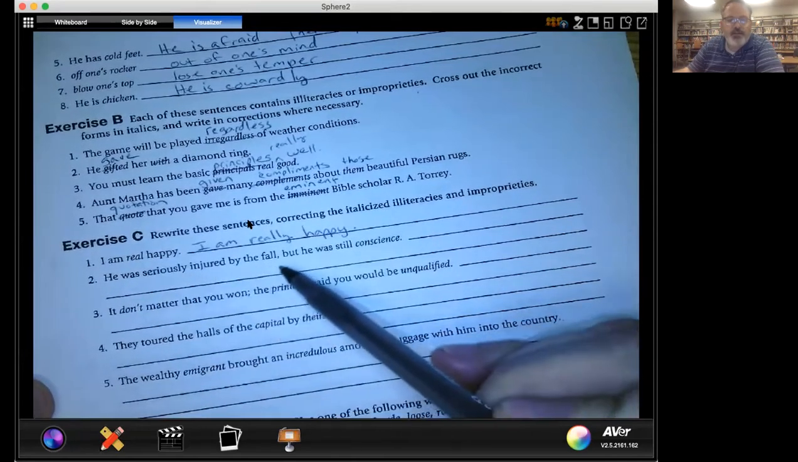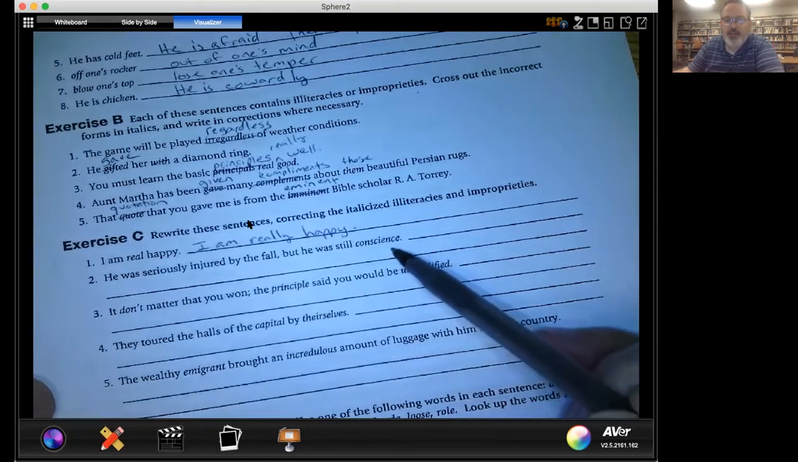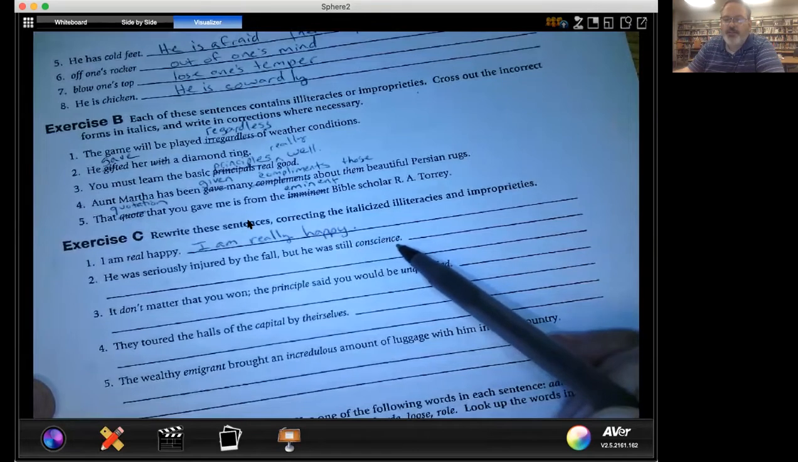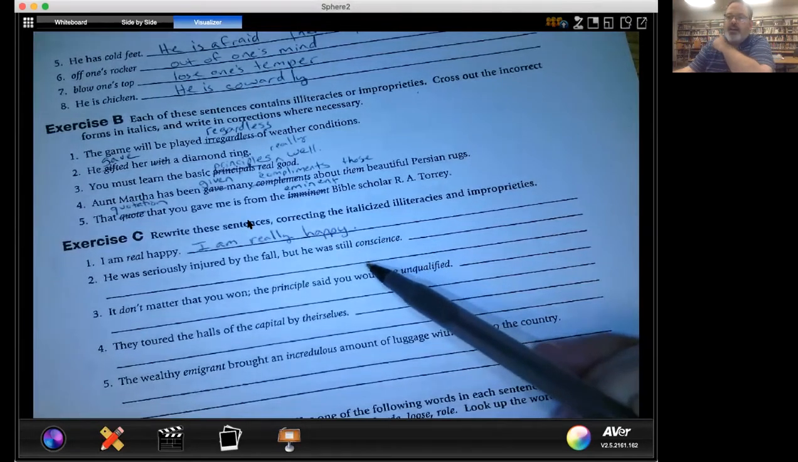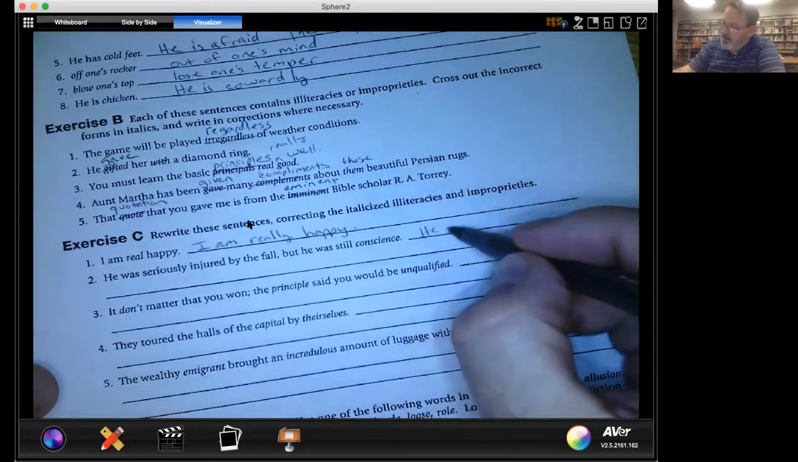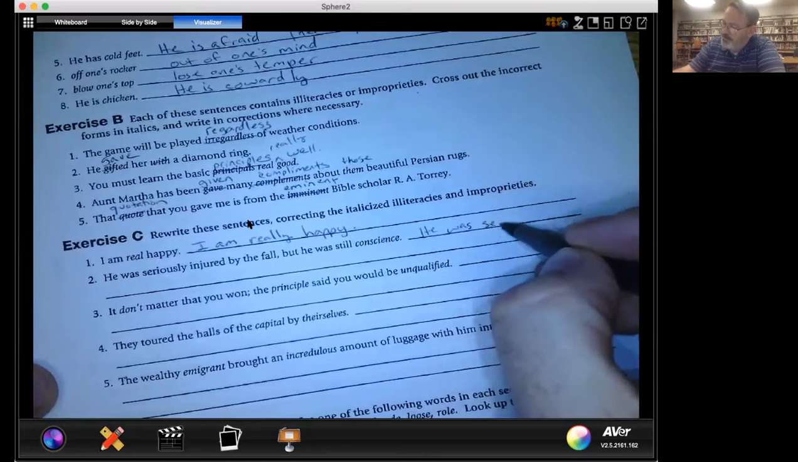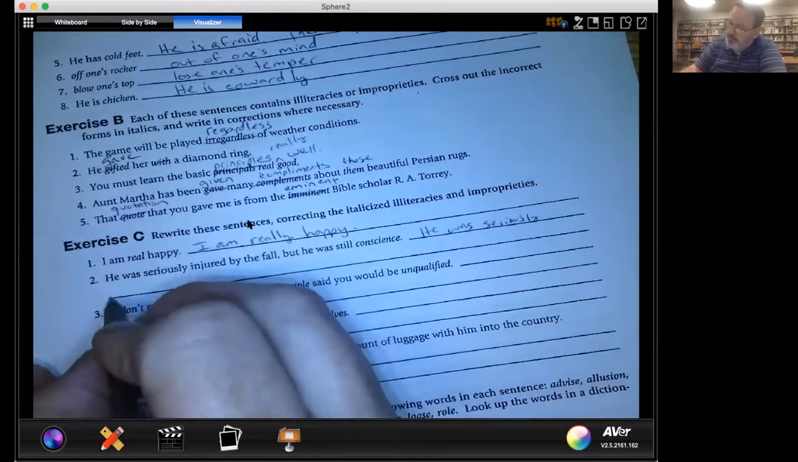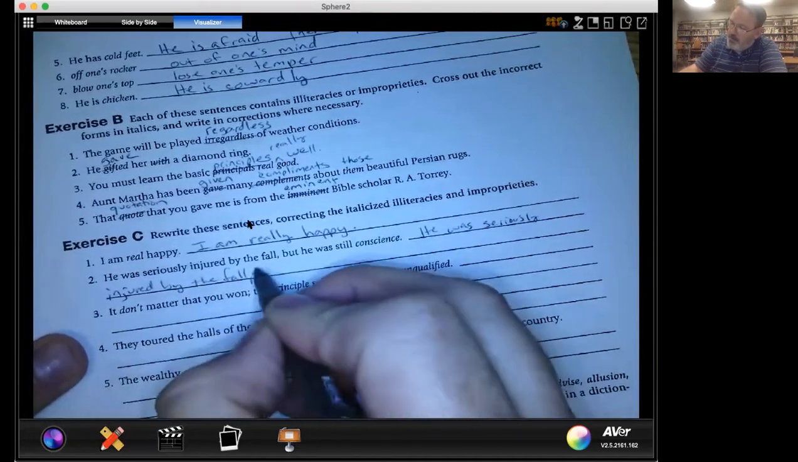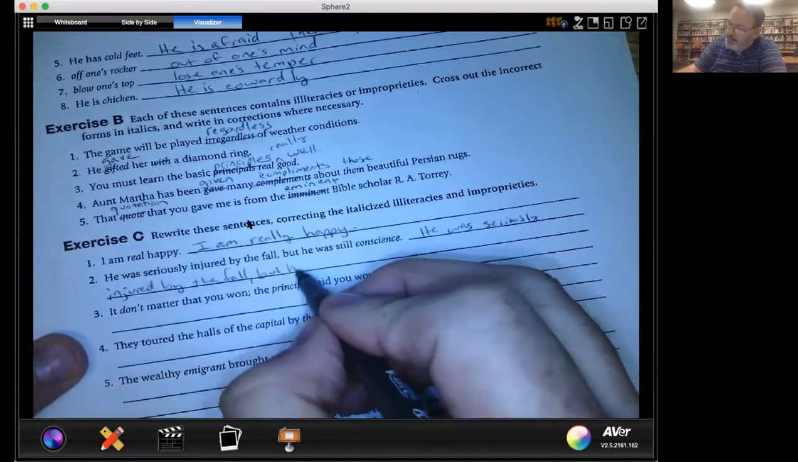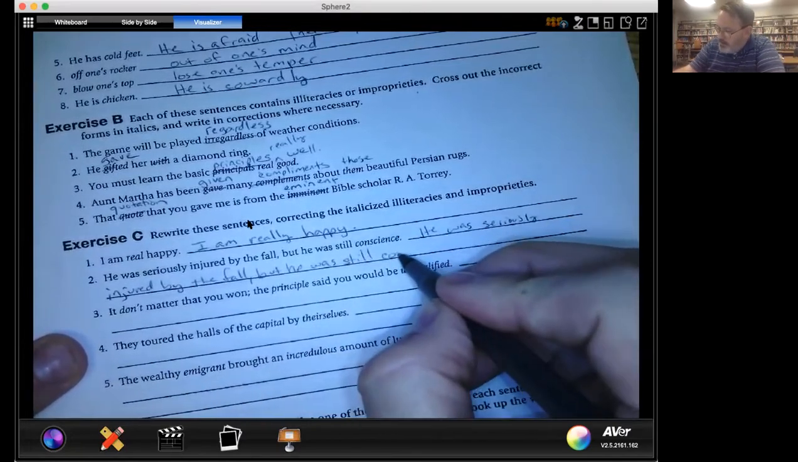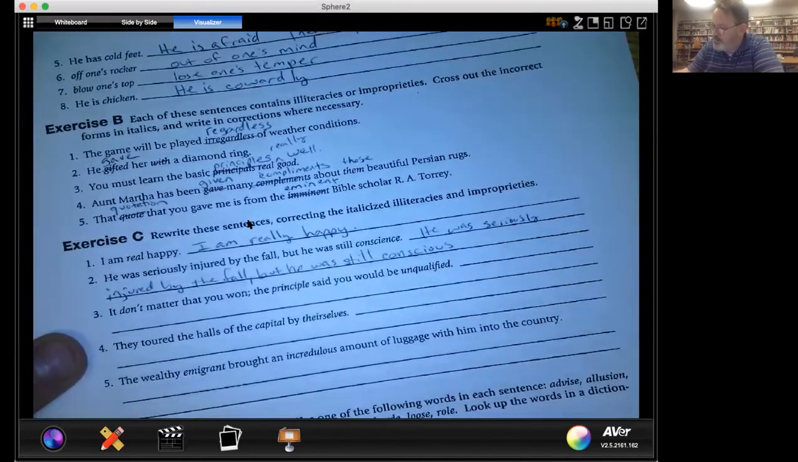He was seriously injured by the fall, but he was still conscious. That's Jiminy Cricket in Pinocchio. Conscience means the person that's sitting on your shoulder that says, hey, you're doing something wrong. That's the Holy Spirit, right? So, he was seriously injured by the fall, comma, but he was still conscious.